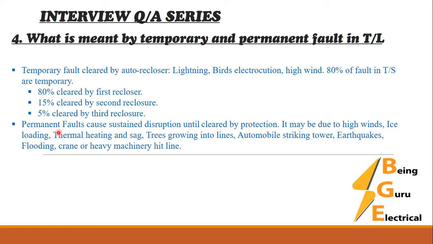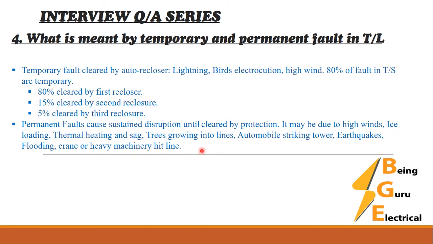For a permanent fault, you have to do the maintenance, and it causes sustained disruption. The fault will be sustained if you don't remove the fault. It may be due to high winds, ice loading, thermal heating, sag, trees growing in lines, an automobile striking a tower, earthquakes, flooding, or a crane or heavy machinery hitting the line. So there are many permanent faults. For all these faults you have to remove the fault and then close the breaker.